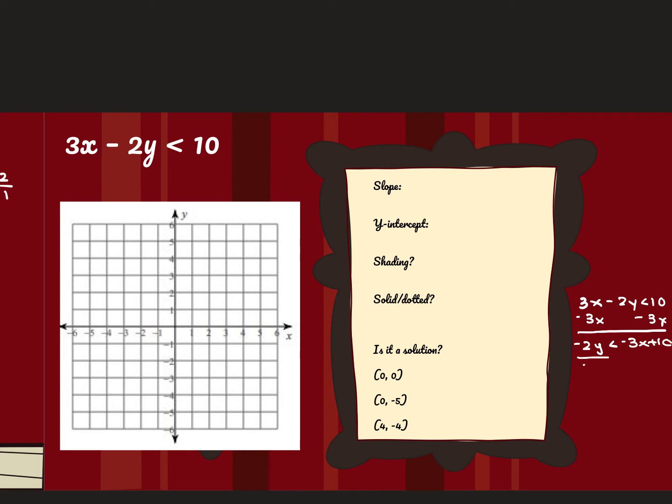I'm going to divide both sides by negative 2. So remember our rules from when we are solving inequalities. If I multiply or divide by a negative number, I have to flip the sign. So now my inequality becomes y is greater than 3 over 2x minus 5. All right, so I'm going to write that up here. Y is greater than 3 over 2x minus 5.